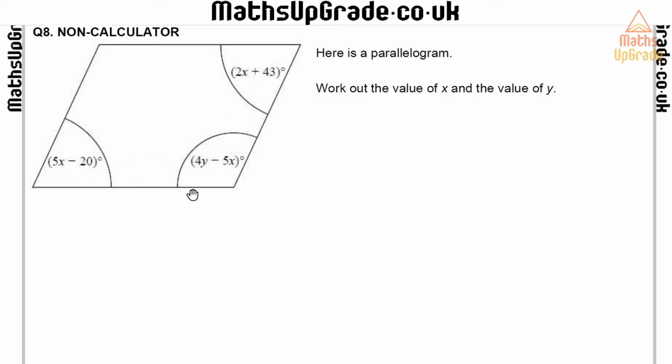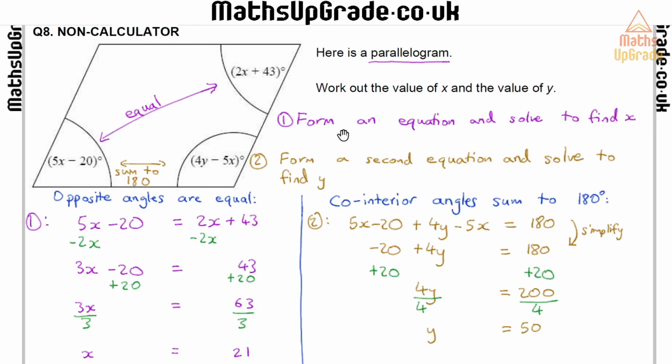Okay, so for this question, I'd underline the word parallelogram and recognize that opposite angles in a parallelogram are equal, and obviously adjacent angles in a parallelogram are co-interior angles. So these would sum to 180 degrees. So the steps in this question are: I'm going to form an equation and solve it to find x. Then I'm going to form a second equation and solve it to find y. So let's form the first equation.